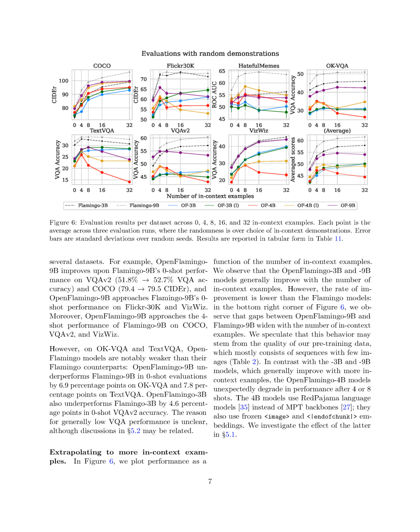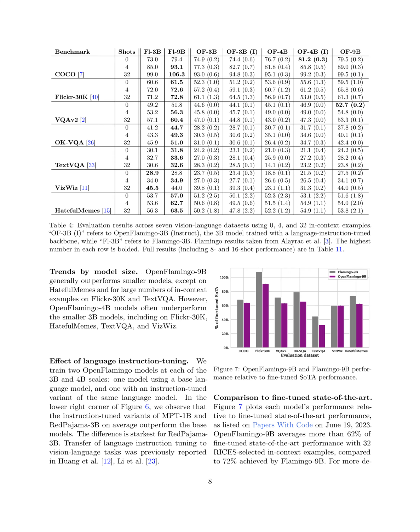We've also been looking at the effect of language instruction tuning. We've trained two OpenFlamingo models at each of the 3B and 4B scales, one model using a base language model, and one with an instruction-tuned variant of the same language model. We've noticed that the instruction-tuned variants of MPT-1B and RedPajama-3B generally perform better than the base models. This difference is most noticeable for RedPajama-3B. The fact that language instruction tuning can be transferred to vision language tasks has been reported before. We've also compared each model's performance to the fine-tuned state-of-the-art performance, as listed on June 19, 2023.